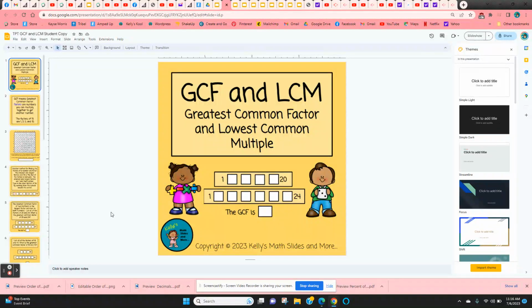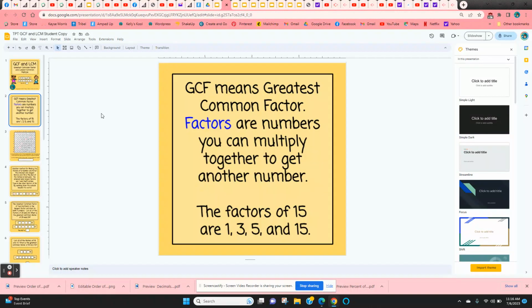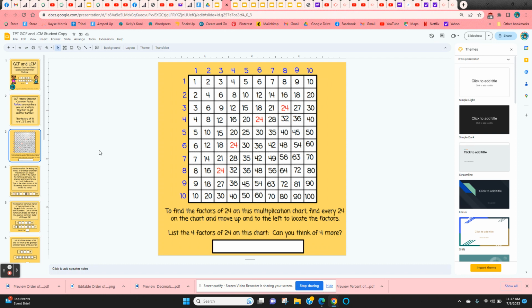Greatest common factor and lowest common multiple. This is a digital lesson. So it starts out explaining that GCF means greatest common factor. And then it tells students what factors are. And then it gives them a multiplication chart.